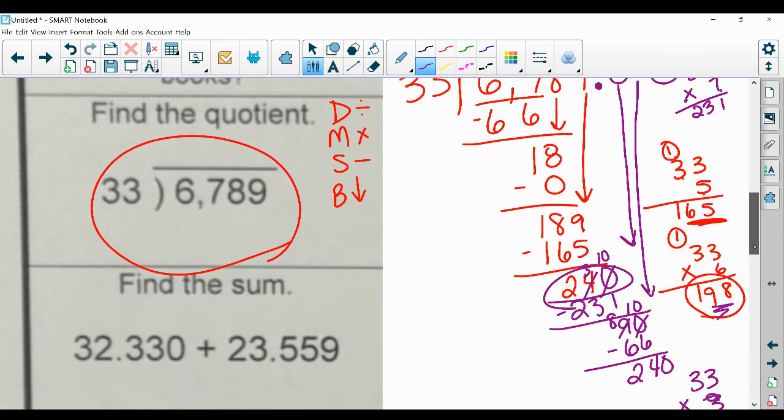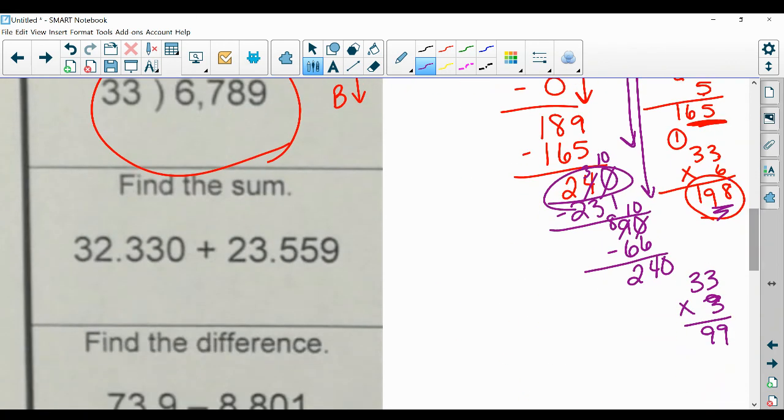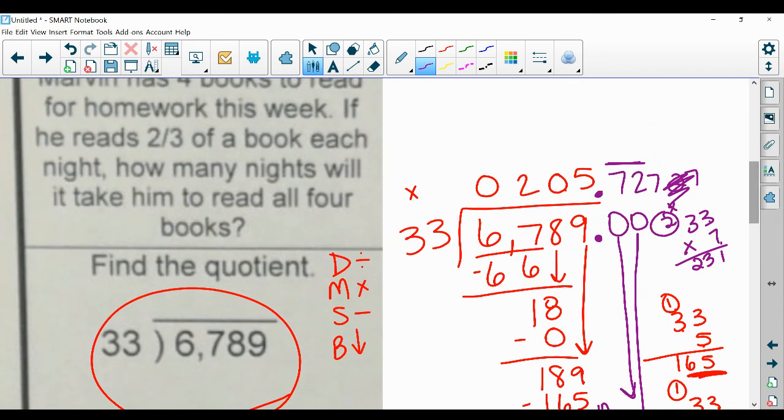Because I would end up doing 240. I would put 7 up here. And I would get 231. And then I would subtract. And I would get 90. And then I would get 9 and bring down another 0. And then I would try 2. And then I'd have to do 66. And so it's just going to repeat over and over and over again.